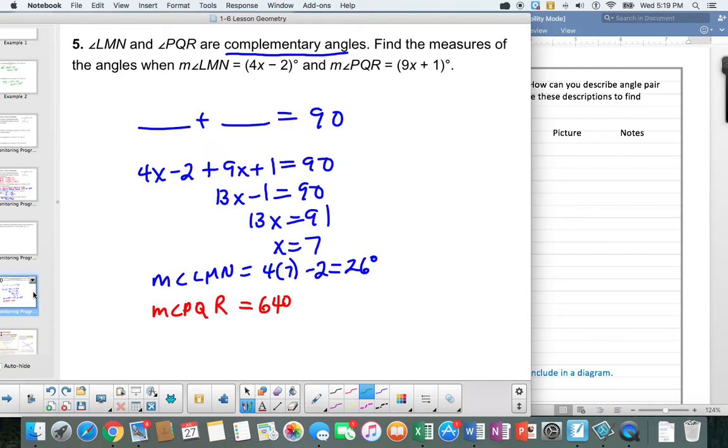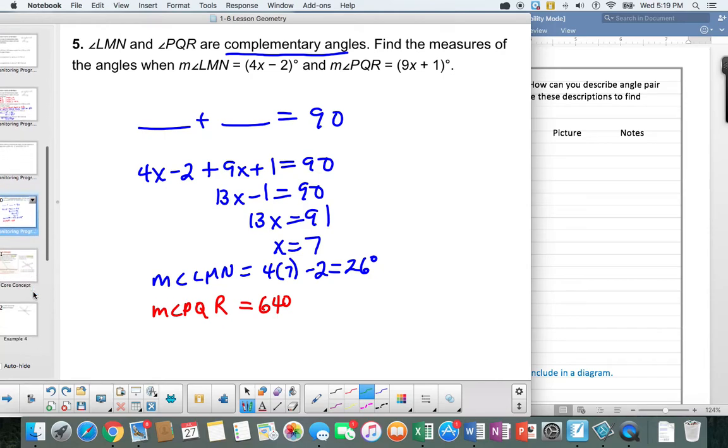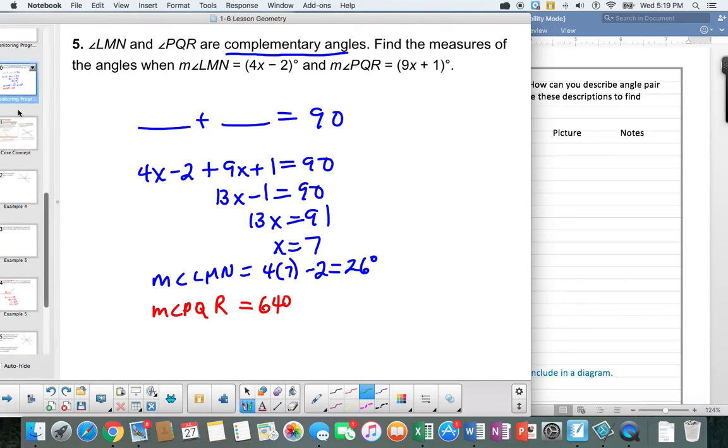And here's the answer. Complementary means adding up to 90. I put both of those angles in the blanks and solve, use my algebra to solve, and then go ahead and substitute into the expression so I can find them.